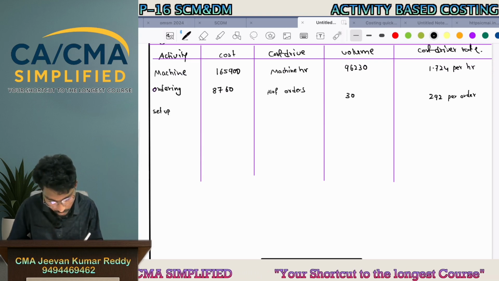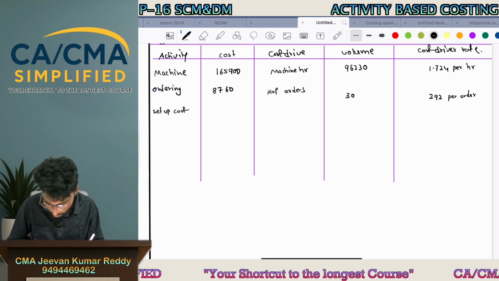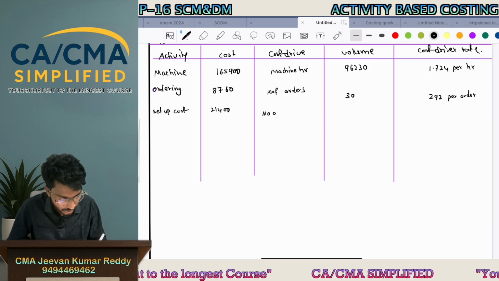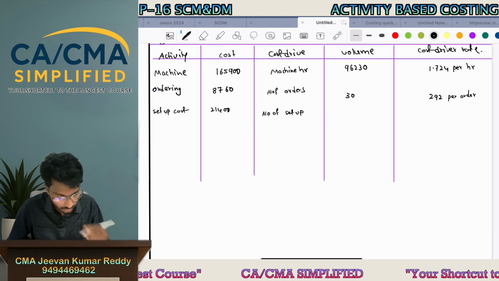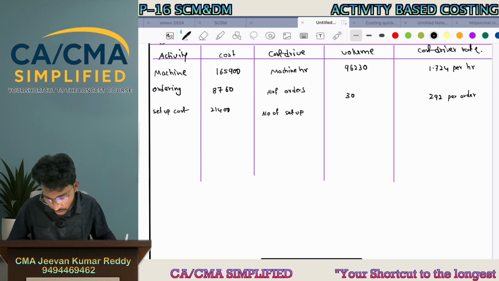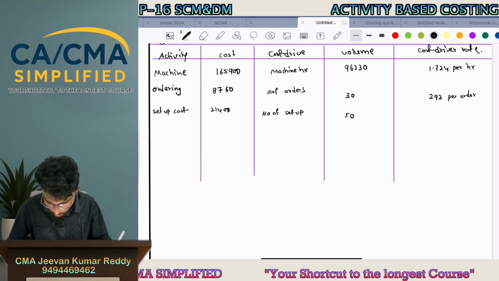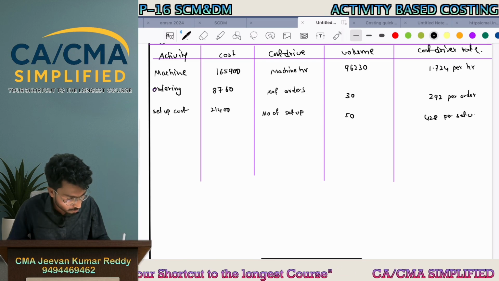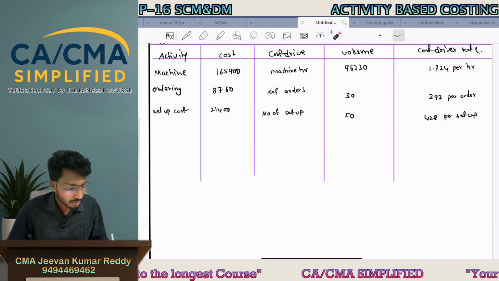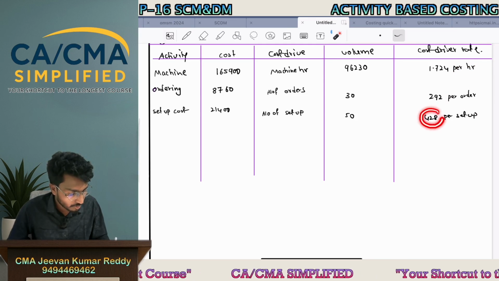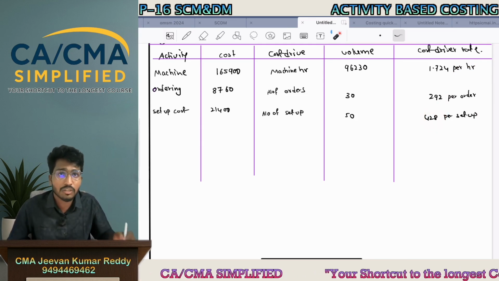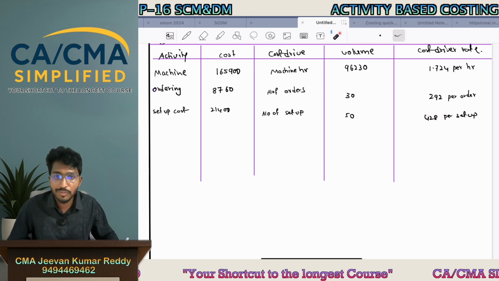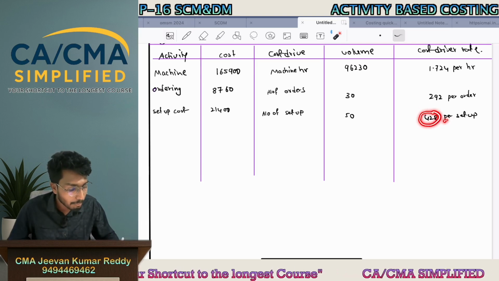Setup cost. What is the setup cost? 21,400. Number of setups is our cost driver. What is the volume? Total number of setups, that is 50. It comes to 428 per setup. These notations are very, very important. So don't leave it by writing just 428. What is 428? 428 rupees, 428 hours, 428 units? You need to mention the notation: 428 per setup.